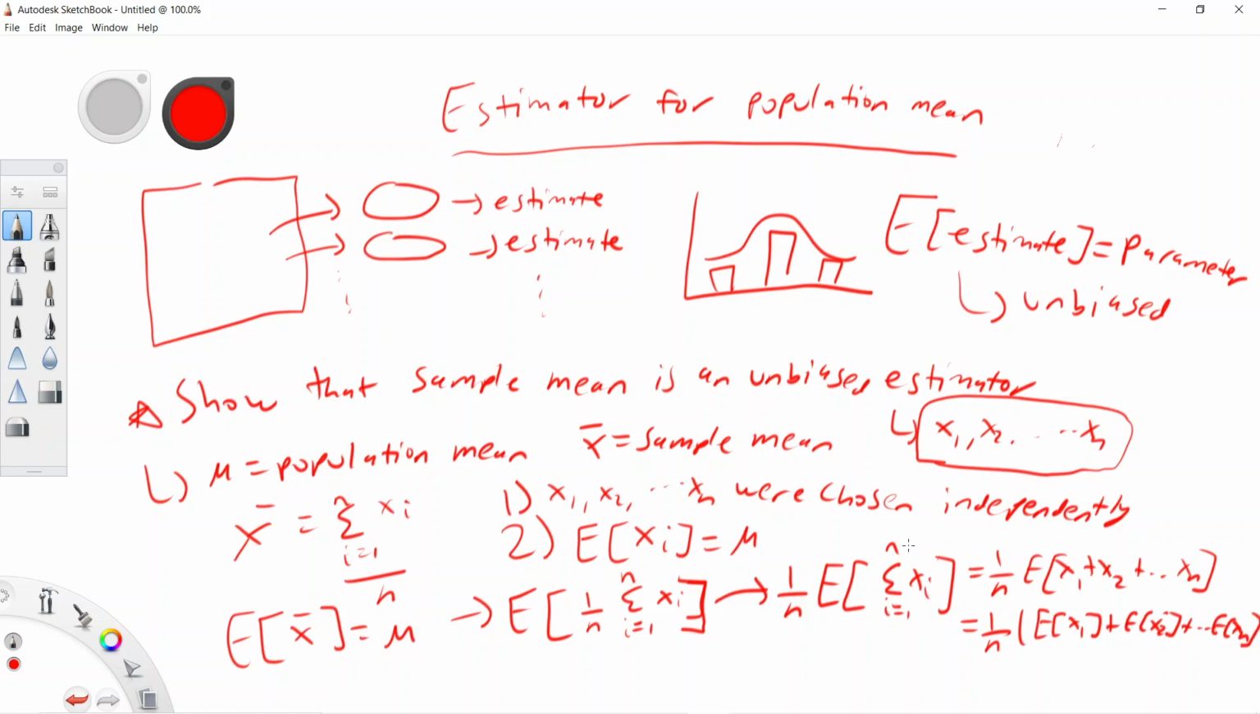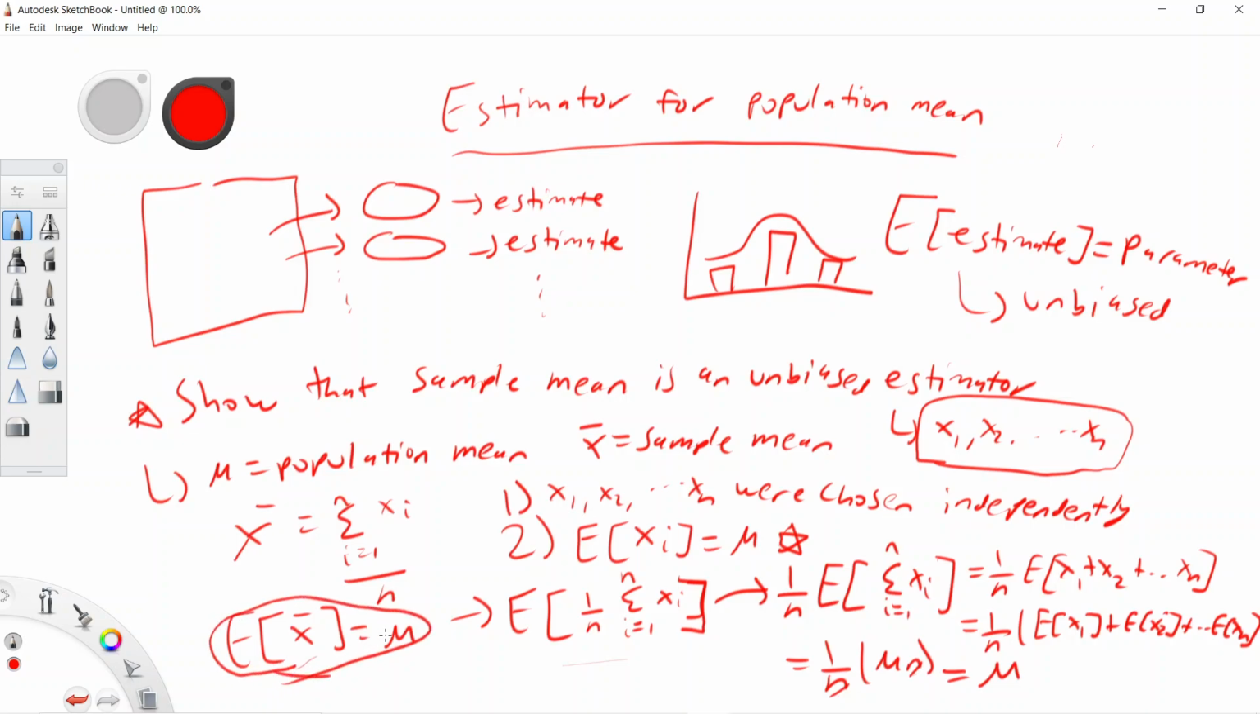And what is our assumption? Well, we assumed that the expectation of x sub i is mu. So this is going to be 1 over n times mu n, because you have n of these terms, and the expectation of each individual term is mu. So the n's cancel out, and we're left with mu. So we have proven that this equality holds.